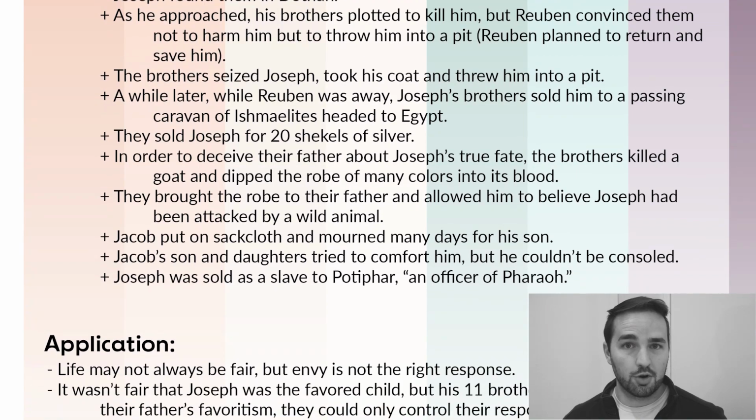Jacob was heartbroken, and he put on sackcloth and he mourned for his son. Jacob's sons and his daughters tried to console him, but he wouldn't be consoled. The end of the chapter tells us that Joseph was taken down to Egypt and he was sold as a slave to a guy named Potiphar, who was an officer of Pharaoh's. He was Pharaoh's captain of the guard. So that is Genesis chapter 37. It's the beginning of the very well-known story of Joseph.